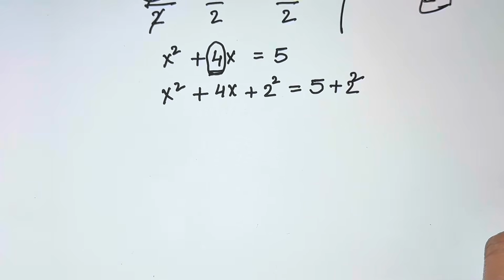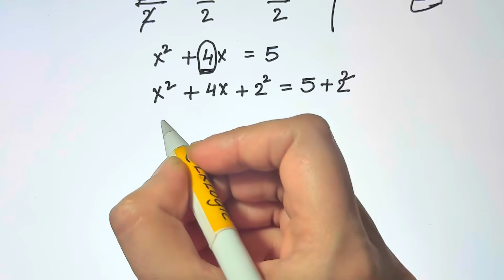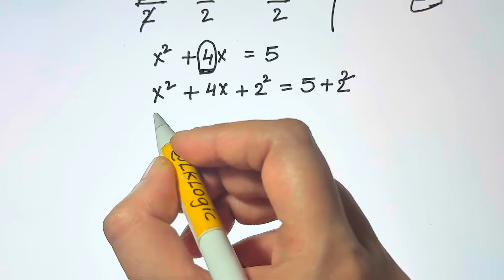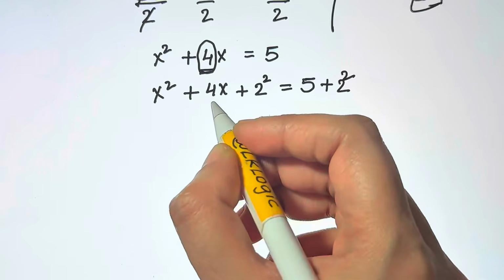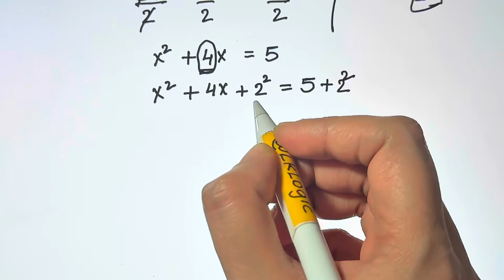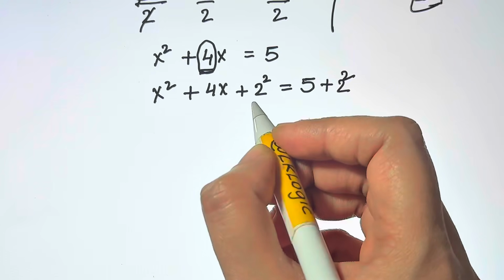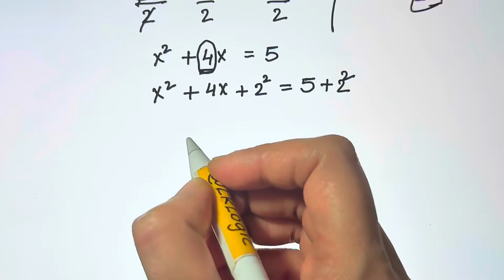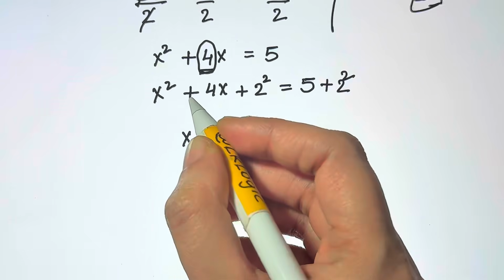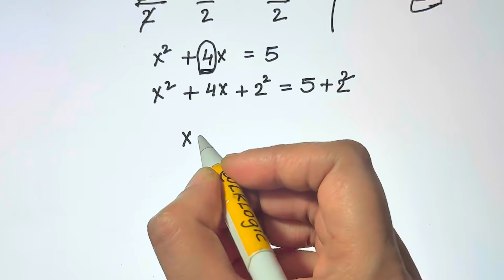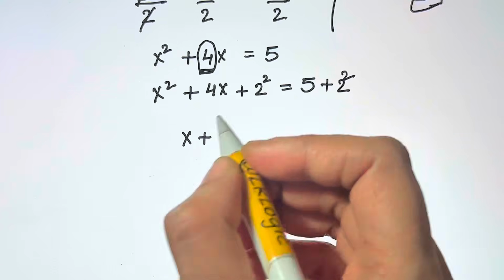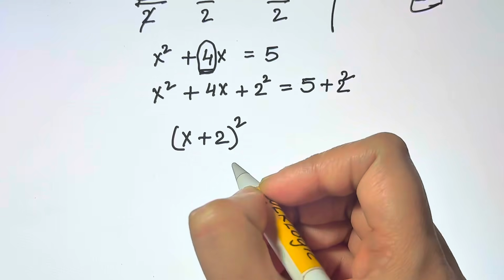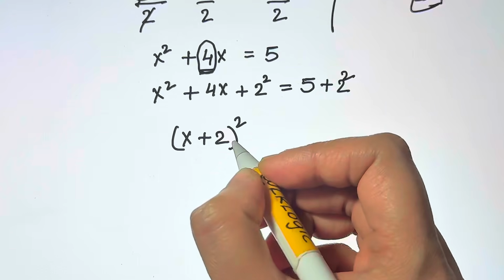So next, let's solve it further. Here we have x squared plus 4x plus 2 squared. Now what do you see here? A squared plus 2ab plus b squared. So it is in the form of a complete square. The left hand side is a complete square of something. So what is that? X, and here the sign is positive, so I'm going to take a positive sign, and your b squared is 2 squared, so b is 2. So it's a whole square, right? Complete square of x plus 2.